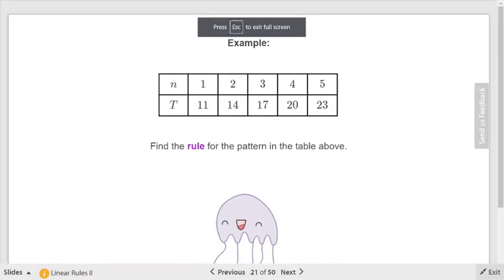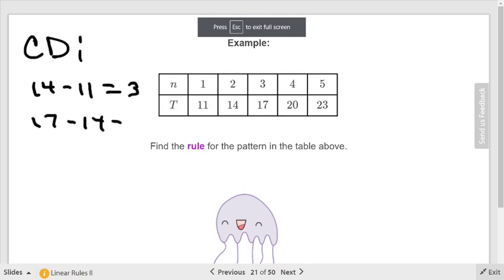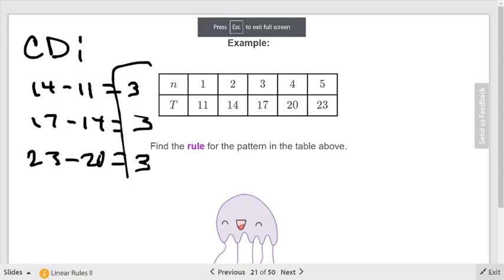The numbers are bigger, so does that mean we need a new rule? Nope. The rule stays the same. First thing we need to do is find the common difference. So that we just find by subtracting. 14 minus 11 is what? 3. 17 minus 14 is what? 3. 23 minus 20 is what? 3. Notice I was jumping around a bit. And as long as you pick numbers that are side by side, it doesn't matter. Pick any ones you want. But you notice that our common difference in this case is the 3.